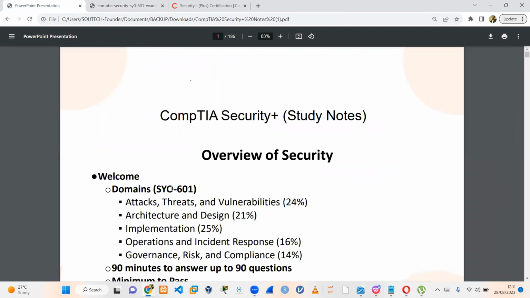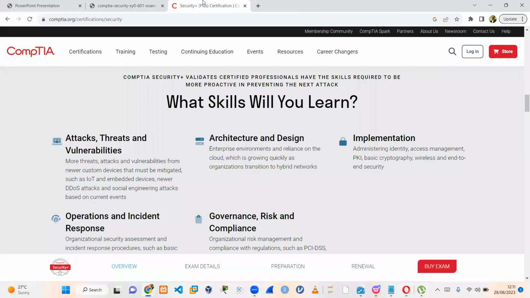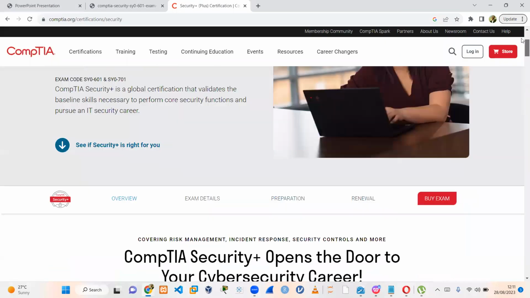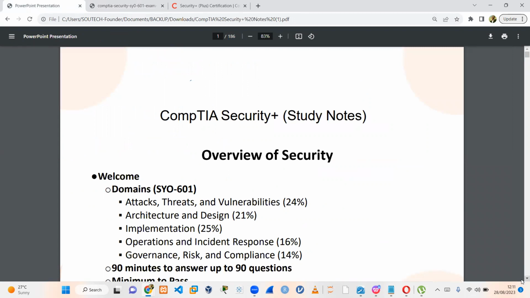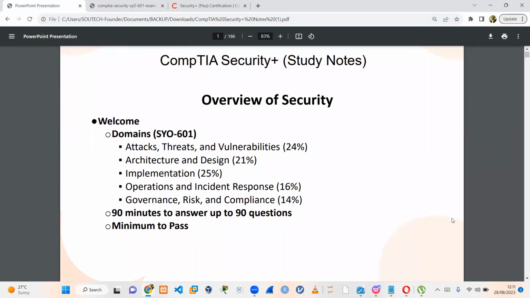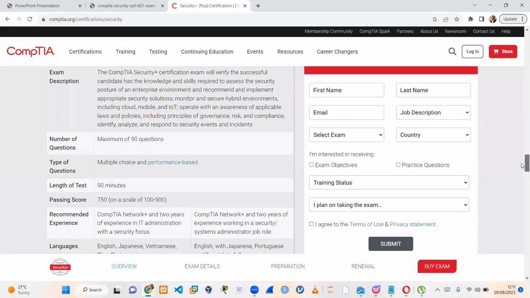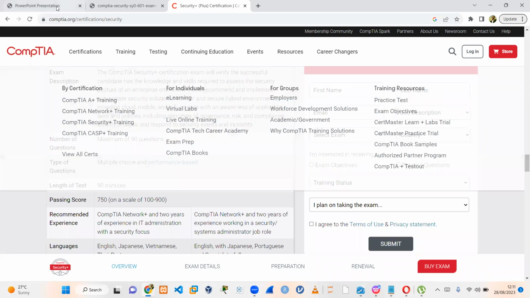This is the Security Plus exam, 601. Depending on when you're listening to this presentation, you have 601, and 701 is starting up in the next three to four months. So let's look at the very first one. Understand that the exam, just a little brief about the exam: it's 90 minutes, your pass score is 750, and you're going to get about 90 questions.